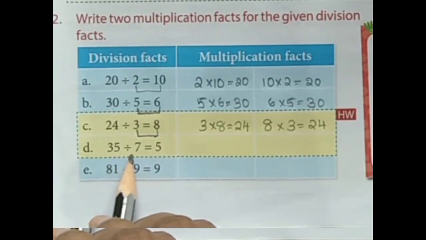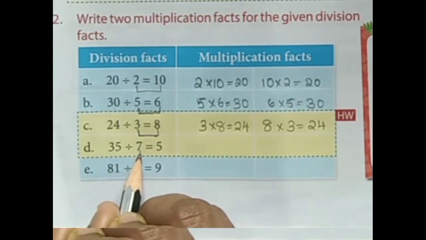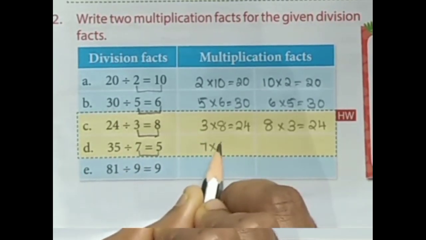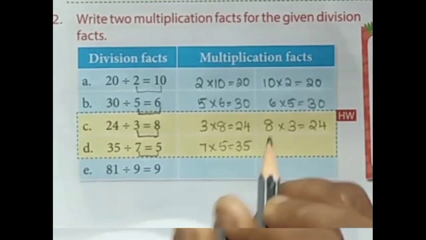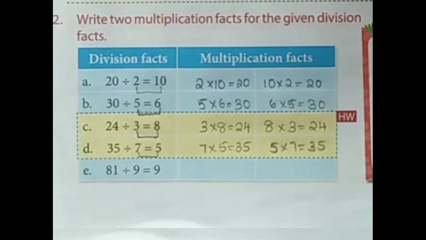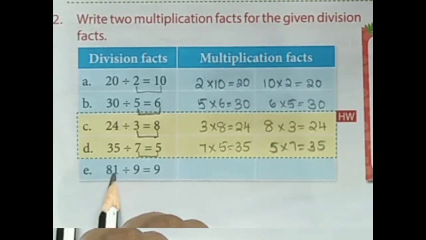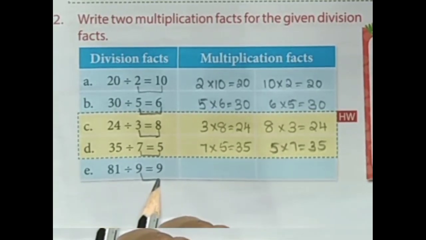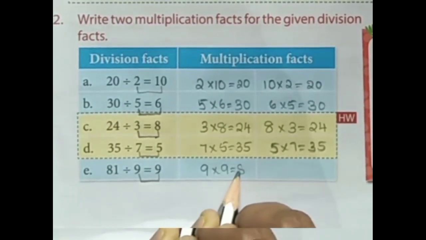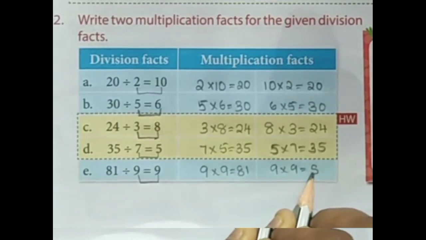Next question is 35 divided by 7 equal to 5. To get the number 35, we have to multiply the number 7 with 5 or 5 with 7. So 7 into 5 equal to 35 is the first multiplication fact, and 5 into 7 equal to 35 is the next multiplication fact. Next question is 81 divided by 9. The answer is 9. To get the number 81, we have to multiply the number 9 with 9. So we can write 9 into 9 equal to 81.